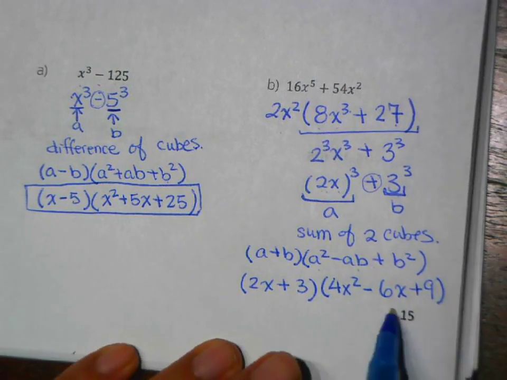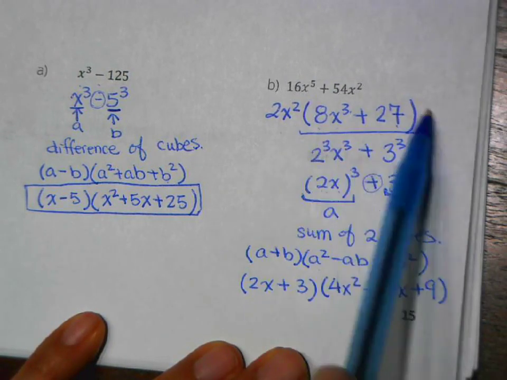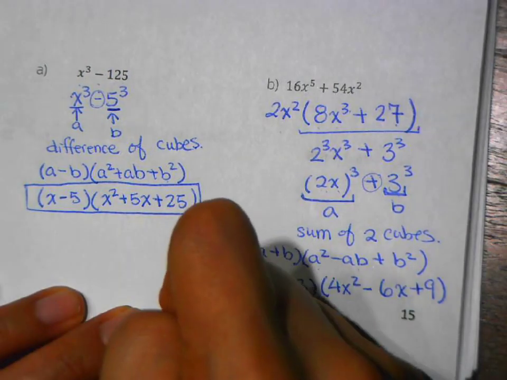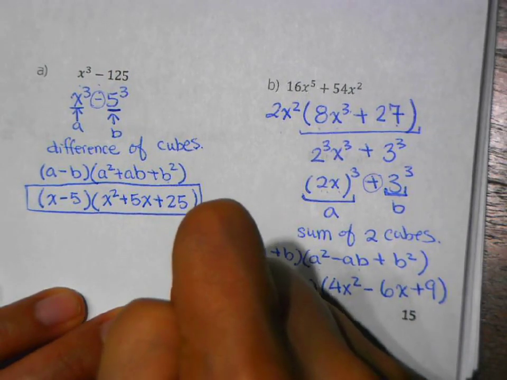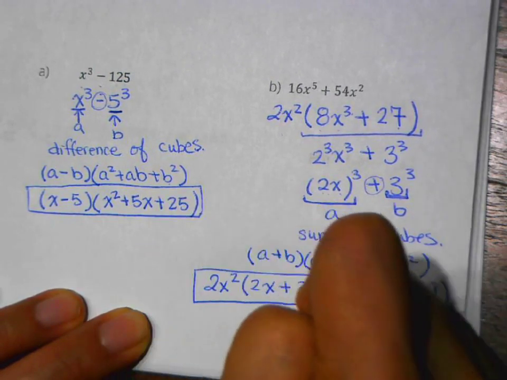Now remember, this is only the factor from when I factored out my greatest common factor. So that means I need to put 2x squared back out in the front. That is also a factor. Final answer.